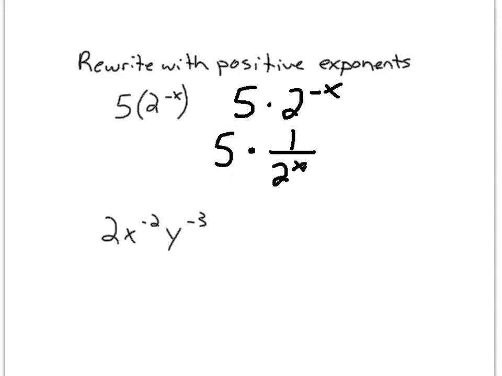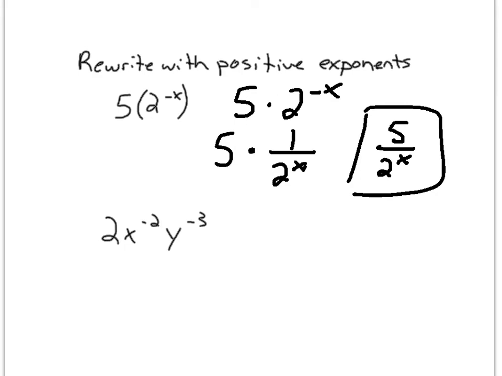And now we're just going to multiply these things together. Okay, so 5 is the same as 5 over 1. So on top we get 5 times 1, which is 5. And on bottom, we'd have 1 times 2 to the x. And we cannot simplify the numbers, so we are done.